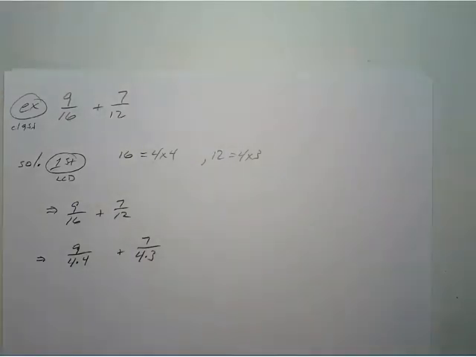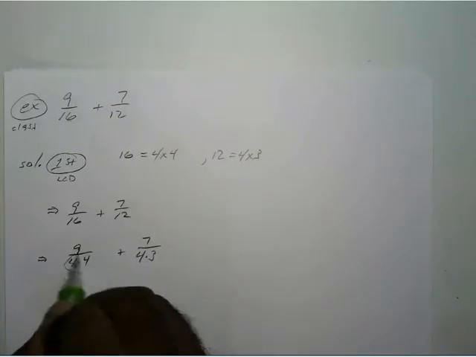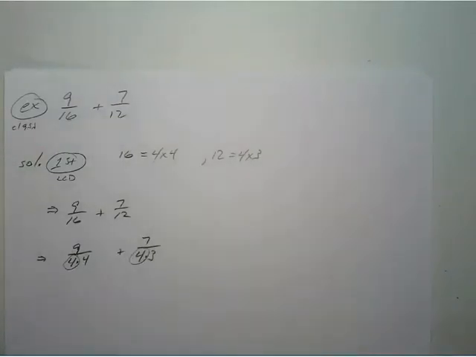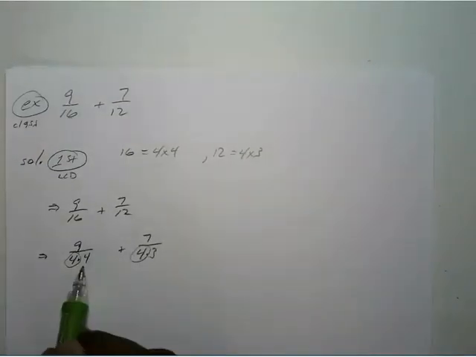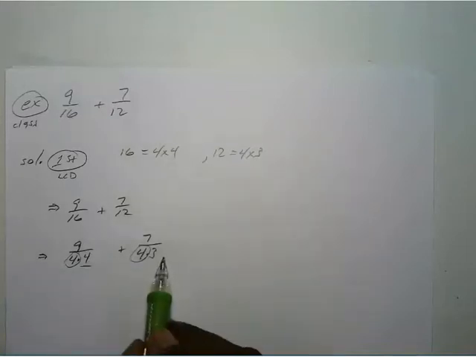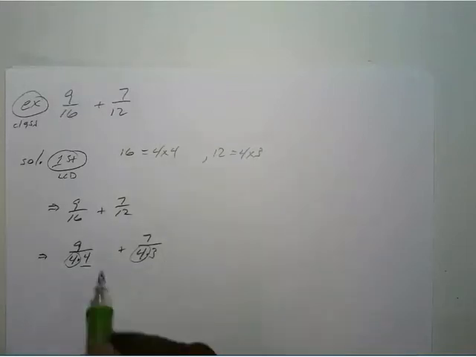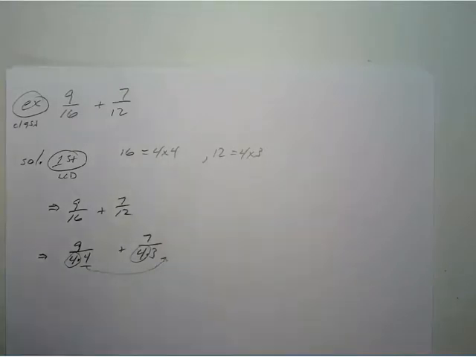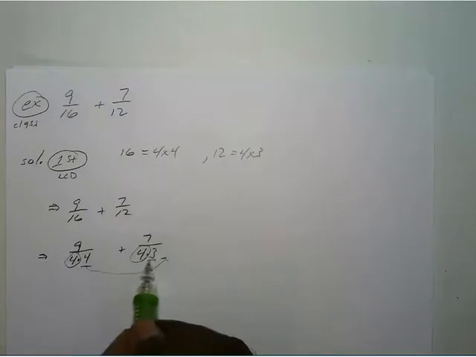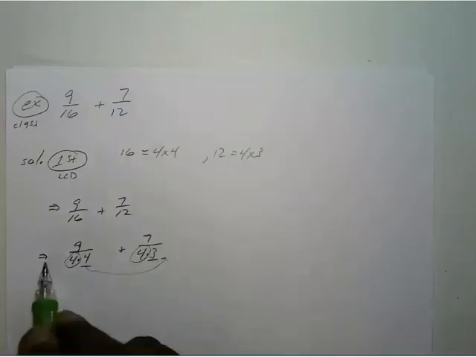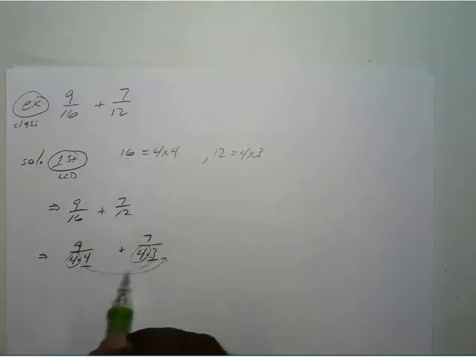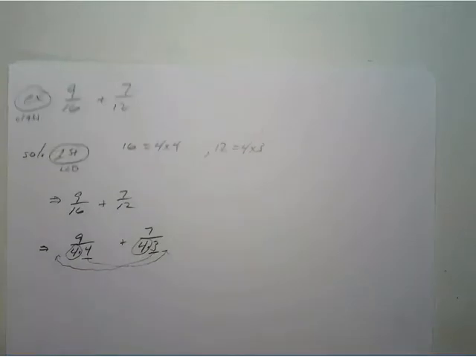All right, so we see here we have a 4 here and a 4 here, so those match up. We have a 4 here, but we don't have a second 4 over here. So that means we're going to get this 4 and multiply that next fraction with it. Here we have a 3, but we don't have a 3 over here, so we're going to get this 3 and multiply it to that fraction.